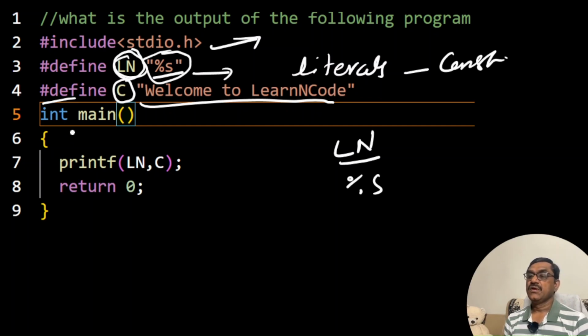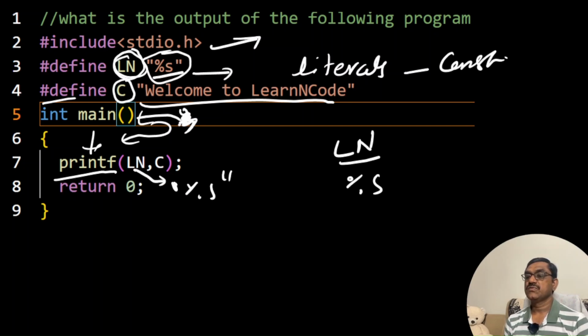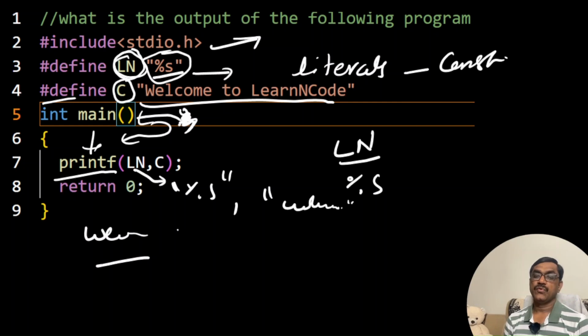Now the execution starts from main. See, after main there is no semicolon. Why? Because a semicolon would stop the control, meaning the control will not enter the body. So please remember, don't put any semicolon after main. It enters the block and prints printf. In place of ln, it is directly replaced with percentage s in double quotes, comma, and C is replaced with welcome to learn code. So it is similar to printf percentage s in double quotes, comma, welcome to learn code. So the output is welcome to learn code. This is the output of this program.